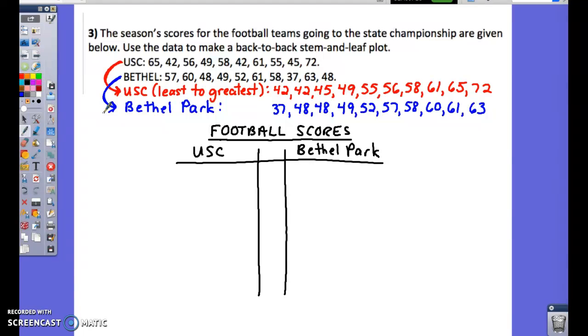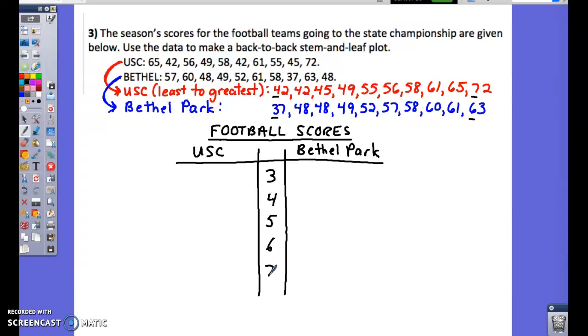Okay. I titled the graph here the stem and leaf plot, and what we have to do first is identify what our stems are going to be. If you take a look at Upper St. Clair, it looks like the smallest stem we have here is a 4, and the biggest stem we have here is a 7. Bethel Park ranges from a 3 to a 6. So it looks like we're going to go with stems ranging from 3 all the way up to 7.